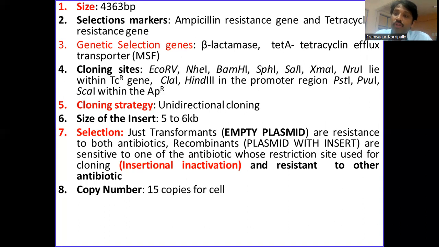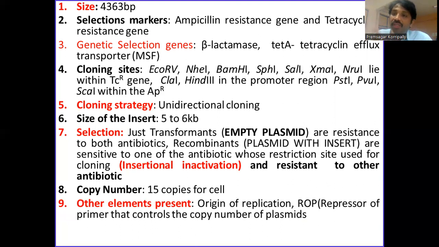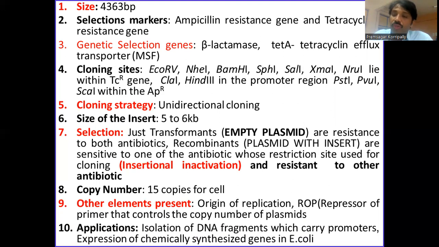So how many copies of pBR322 can be there in each E. coli cell? Maximum of 15. So it is called a low copy plasmid. And as you all know, the origin of replication is necessary for autonomous replication, and it is there. And the ROP repressor of primer is required for the maintenance of the copy number. And pBR322 was used to screen the DNA fragments with the promoter. Also pBR322 was used to express chemically synthesized genes, for example, somatostatin. Somatostatin was first cloned in pBR322 and expressed in E. coli. So these are the 10 points of pBR322.